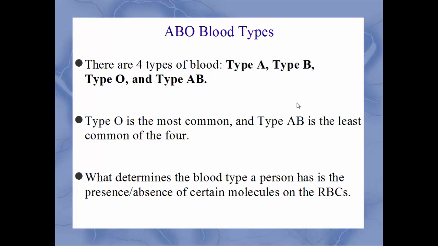Alright, we'll move on to the various blood types that people have. There are 4 blood types, type A, type B, type O, and type AB. The most common is type O. About 50% of people in the world are type O. And the least common is type AB. Now, what determines the blood type a person has is the presence or absence of a certain molecule on the surface of the red blood cell.